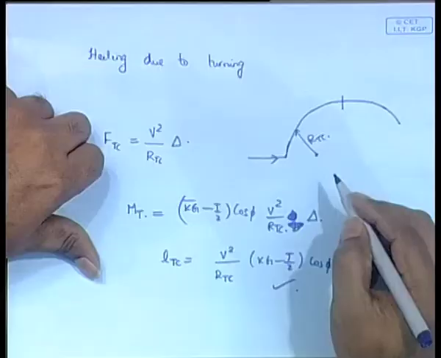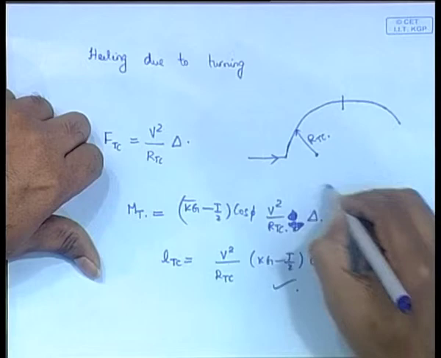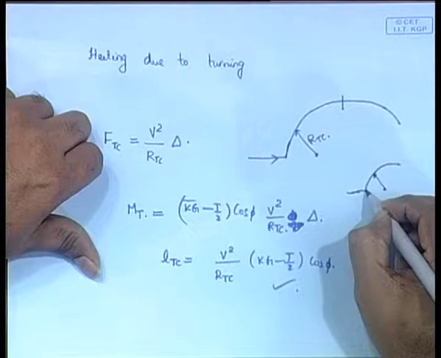For example, suppose you make R very small. This is a large R. If I make R smaller, it means like this. If a ship tries to turn like this, that is the meaning of R very small, then it will be unstable. But if it is a large circle, it doesn't matter. That's why you cannot turn a ship like this, it will capsize, okay?